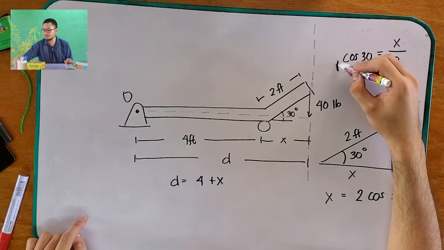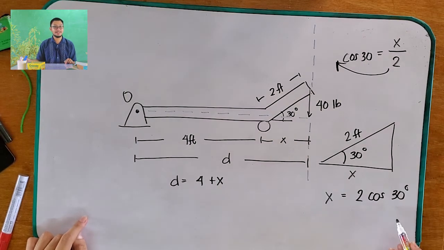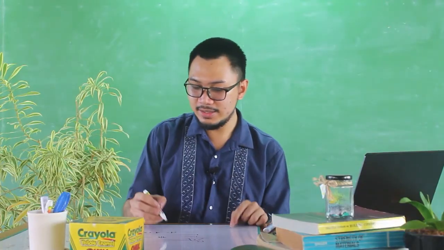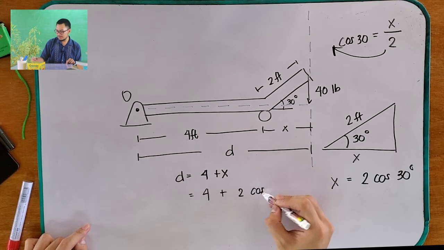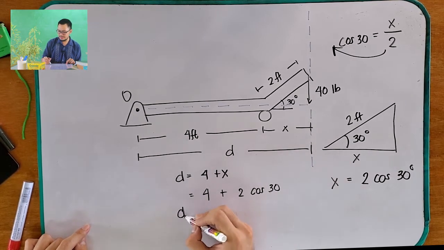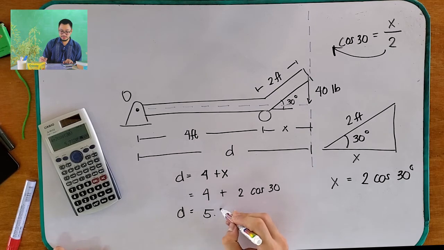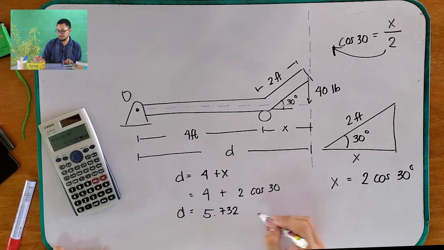Just move the 2, then 2 cosine 30. That is basically 4 plus 2 cosine 30. And your D is 5.732 feet. This is not yet your final answer because we are looking for the moment.